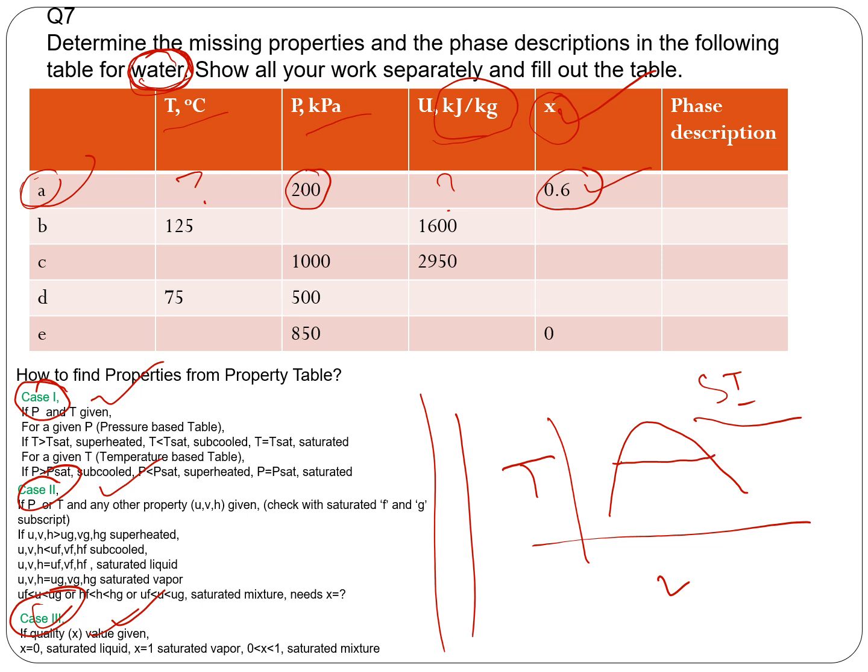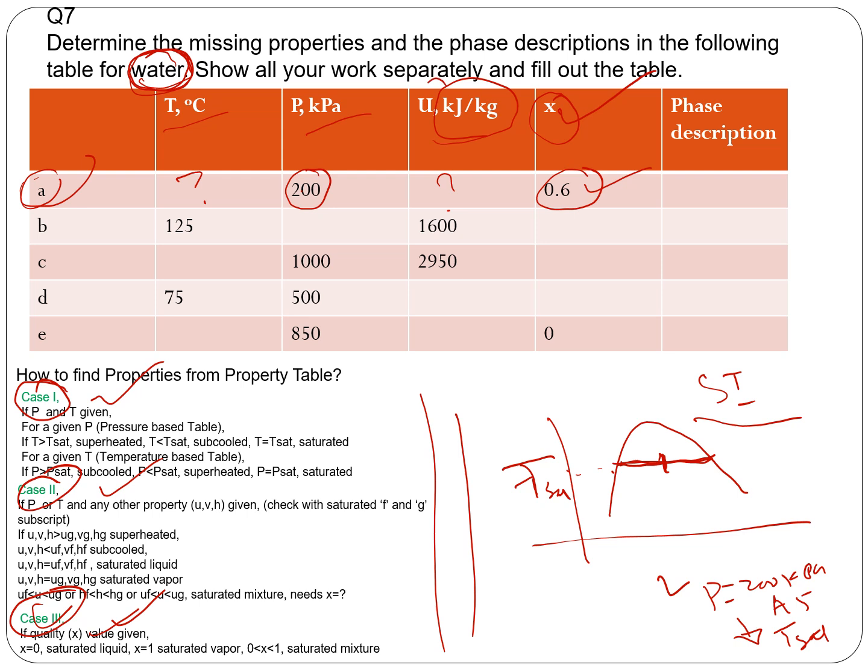The quality is 0.6, so maybe somewhere here. And remember, in the saturated mixture region, pressure and temperature are dependent. That means if you know the pressure, we know the temperature. So at that 200 kilopascal, this is the table, which I think for water is A5. You need to look at the table, and because pressure and temperature are related, you can find out how much is T saturation.